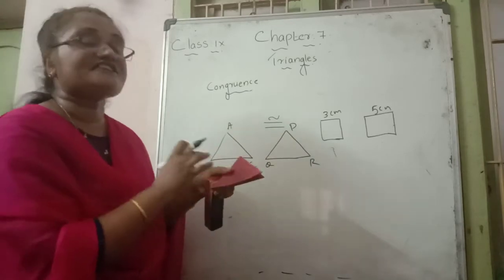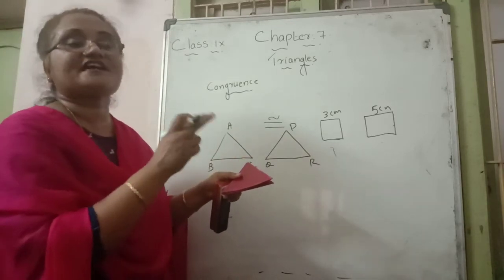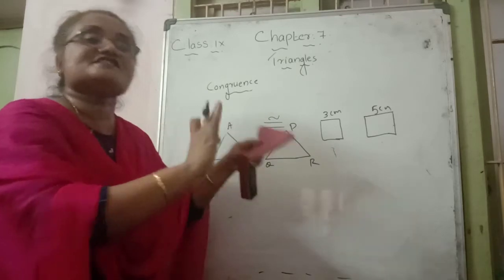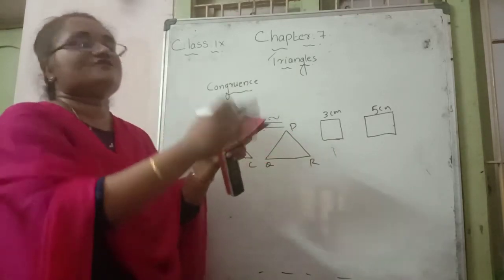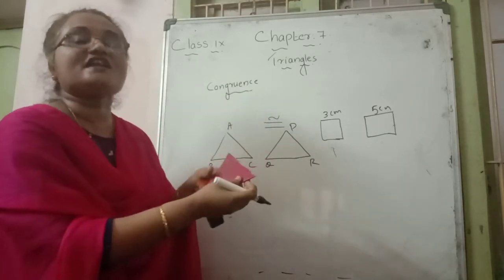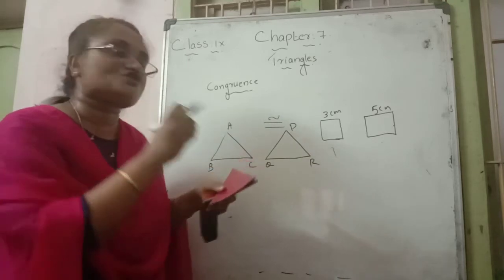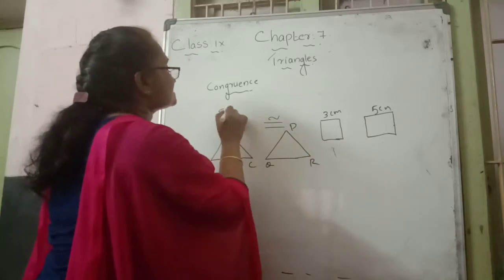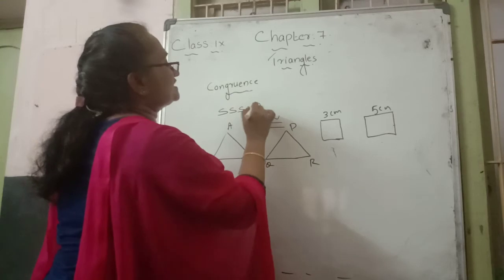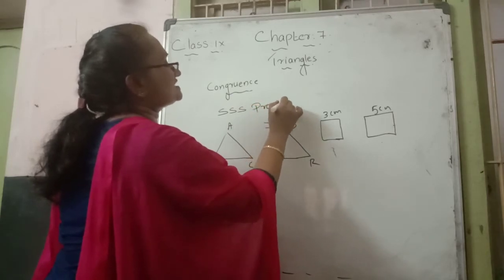How many sides does each have? 3 sides. Each triangle has 3 sides. If these 3 sides are equal, then we can say these triangles are equal, and they satisfy which property? Yes, the SSS property. That is the property I am talking about.